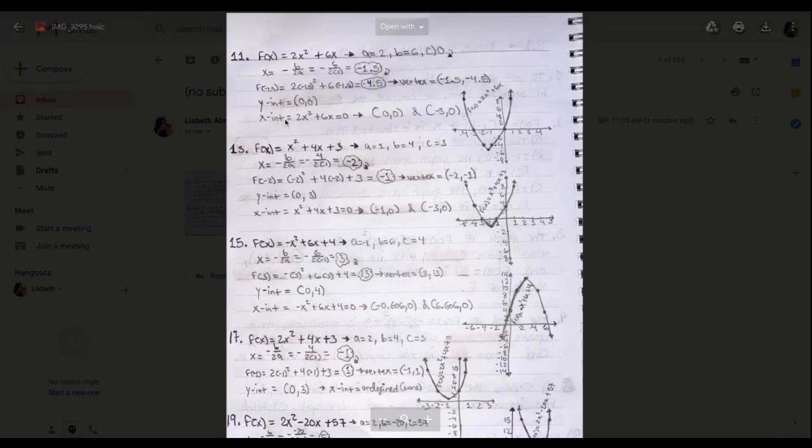For the x-intercept, I also used the quadratic formula, but I didn't show the steps. I did it all at once in the calculator, and then I just put the numbers here, and it was 0, 0 and negative 3, 0.